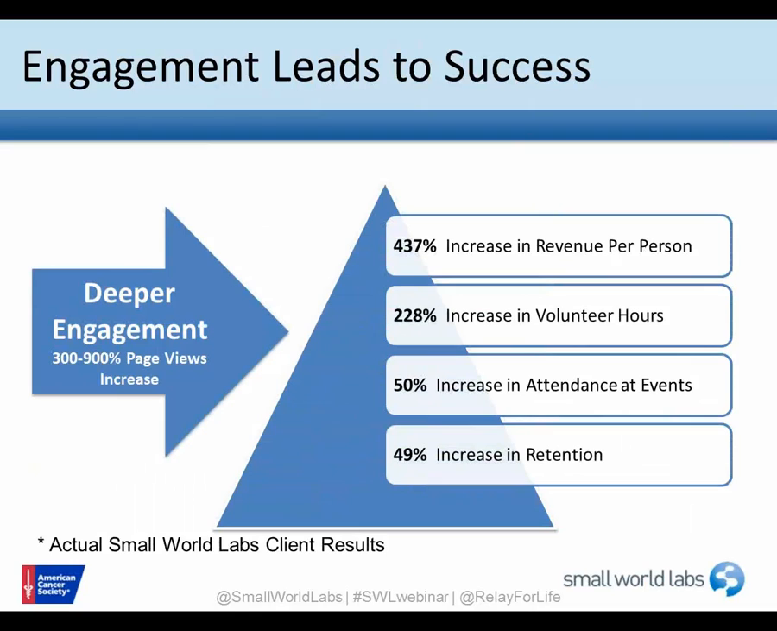And that increase in engagement, whether measured by specific engagement actions or time spent on site, does what intuitively you think it would do. We found that in general, online community members tend to, post joining the community, contribute 437% more revenue per person, volunteer 228% more, attend events at more than a 50% increased rate, and are more loyal, the retention rate being 49% greater year over year from one year to the next. And this is across all community types.